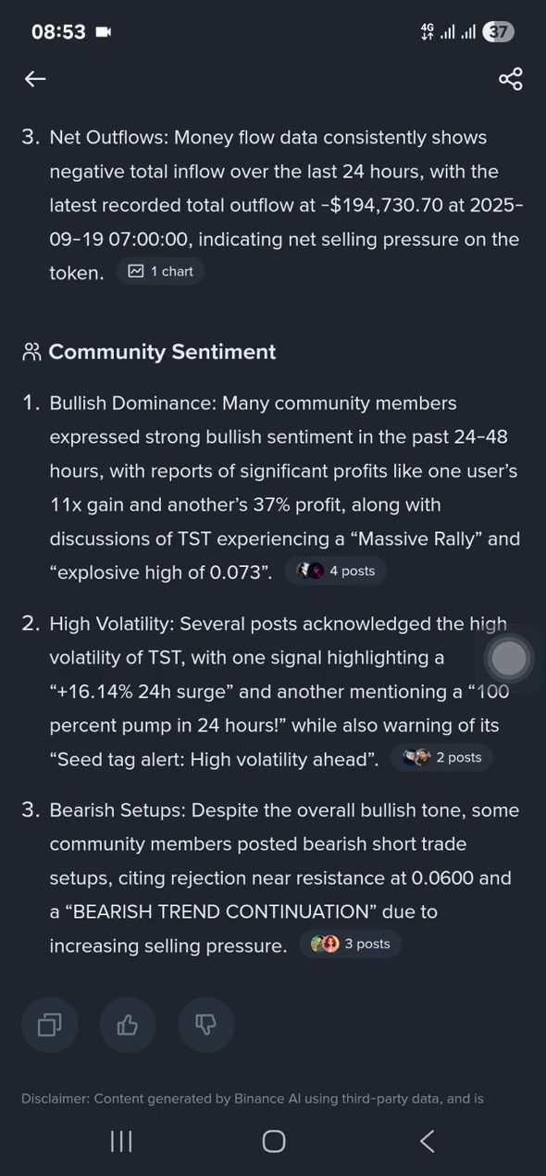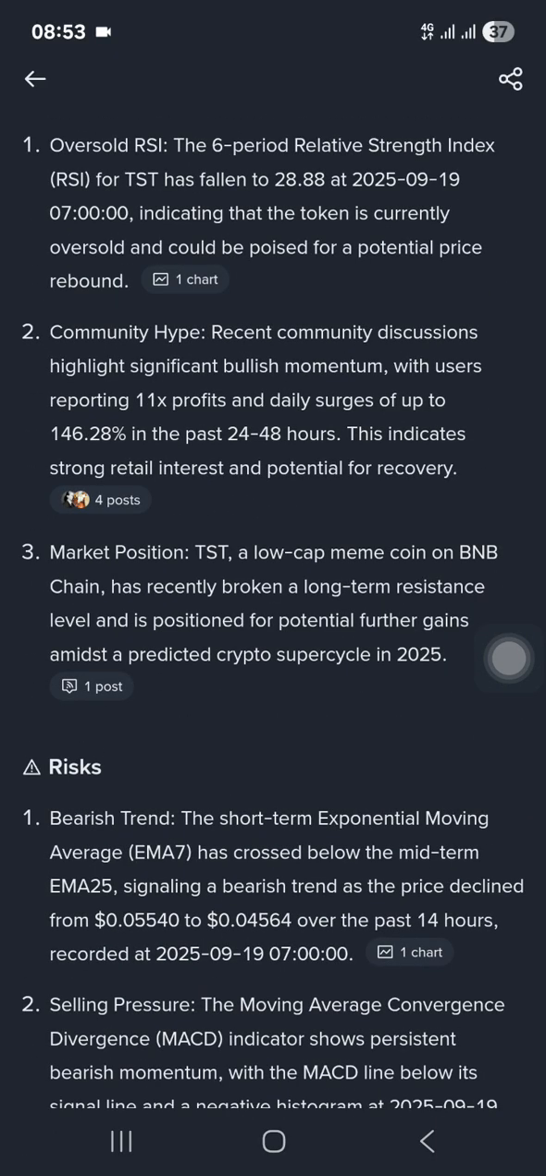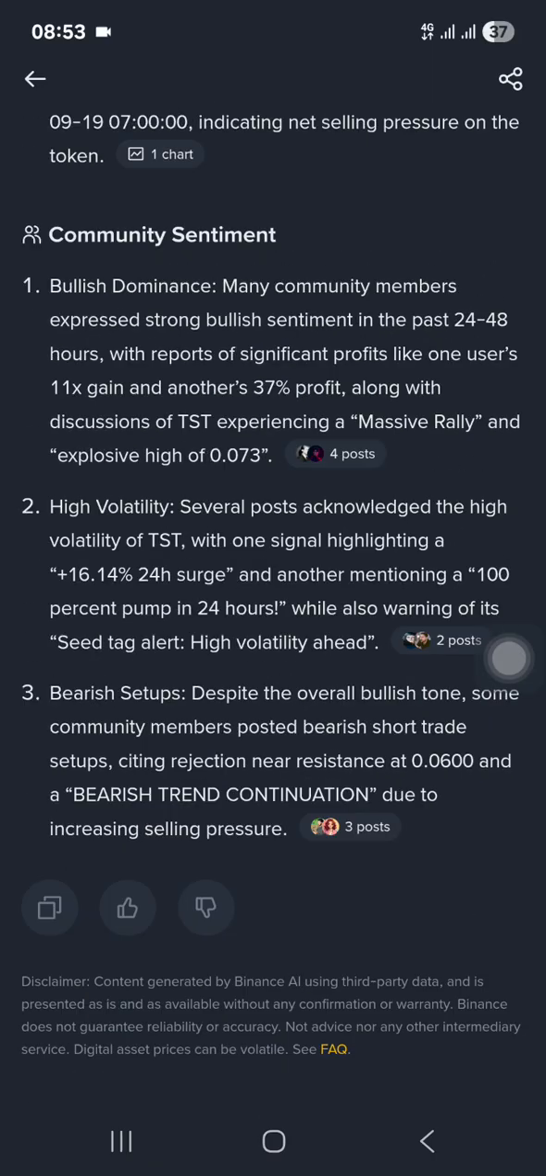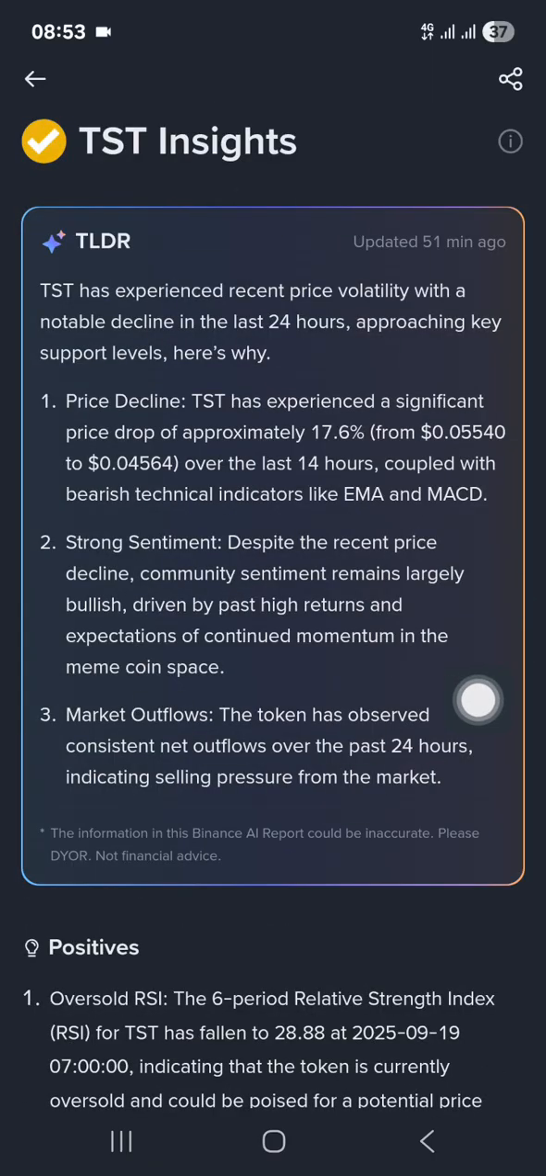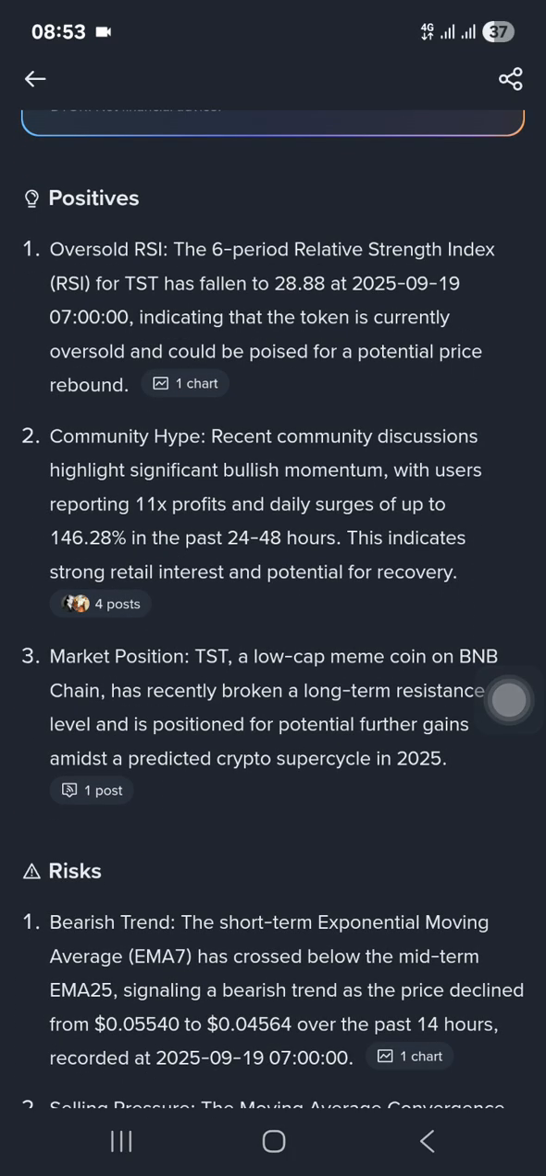The risk is talking about the negative side. The positive gives you the good news about it, then community sentiment. So if you want to trade with this, all you need to do is consider the TLDR, find out what it's saying. When you get the TLDR, look at the positive.